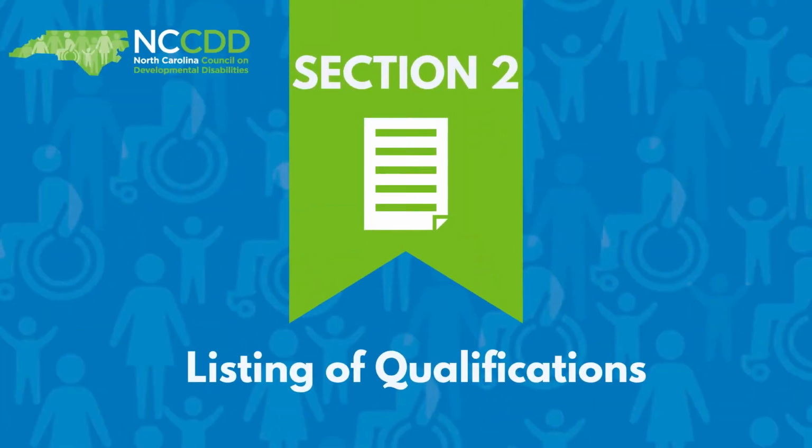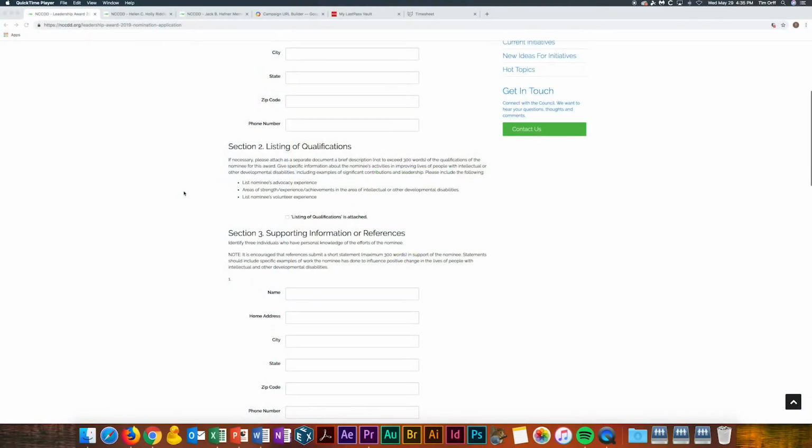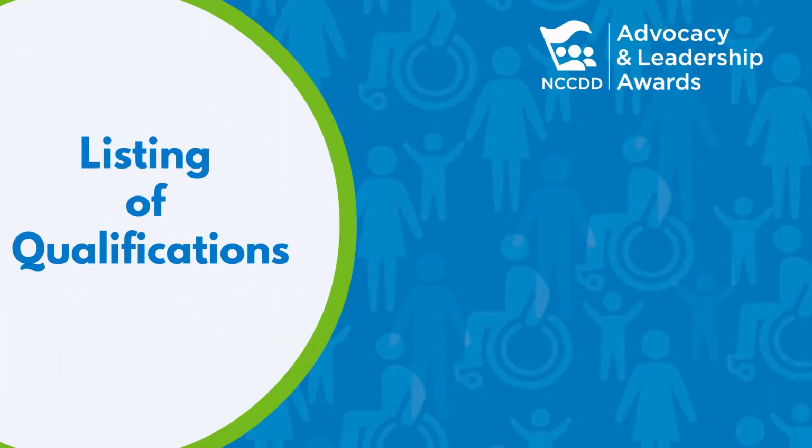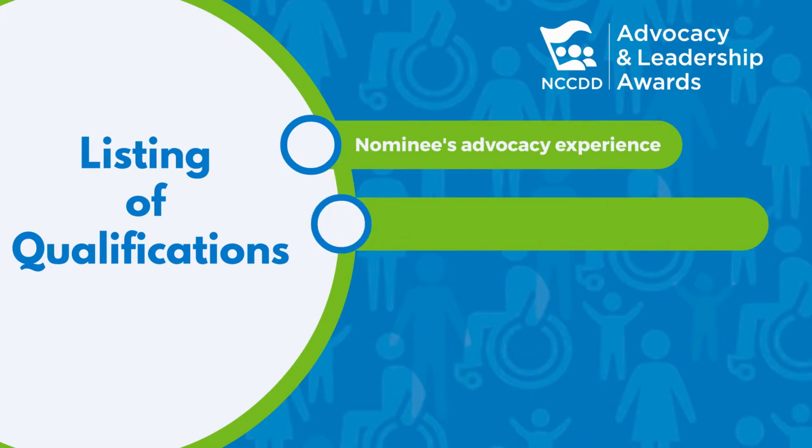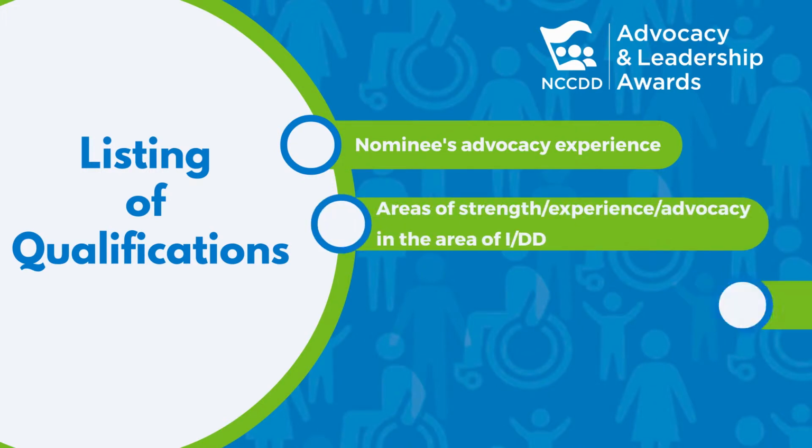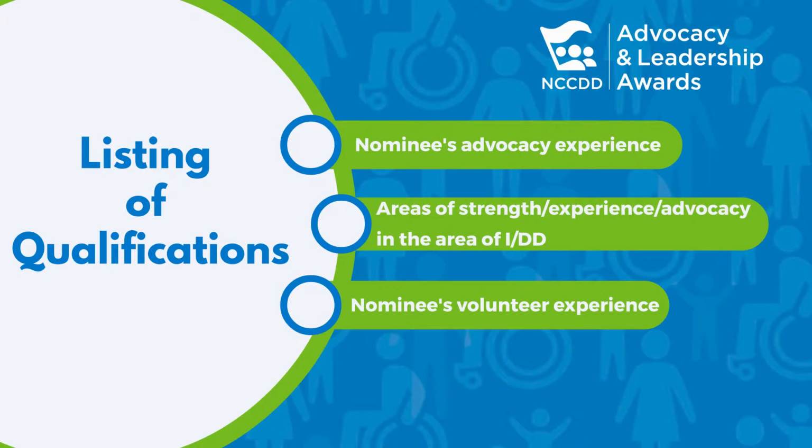Section 2, listing of qualifications. So this is the section to list the qualifications of your nominee for the award, and can be done so in a separate document not exceeding 300 words. In this section, you'll need to give specific information about the nominee's activities in improving the lives of people with intellectual or other developmental disabilities, including examples of significant contributions and leadership. You will need to list the nominee's advocacy experience, their areas of strength, other experience and achievements in the area of IDD, and list the nominee's volunteer experience.